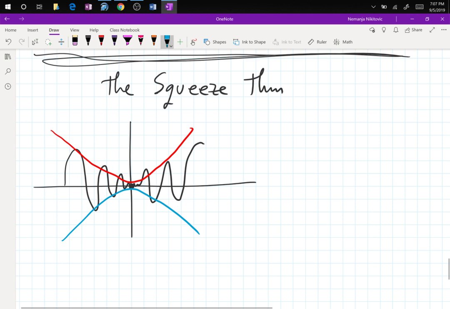And if the limit of the red and the limit of the blue function is the same, then the function that is sandwiched in between has to have the same limit. Which is why they call it a sandwich theorem, squeeze theorem, but also the sandwich theorem, depending which book you read. What do you have for sandwich?